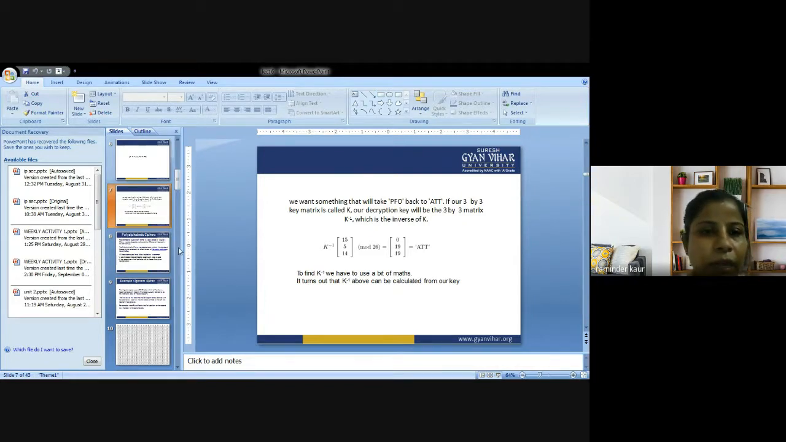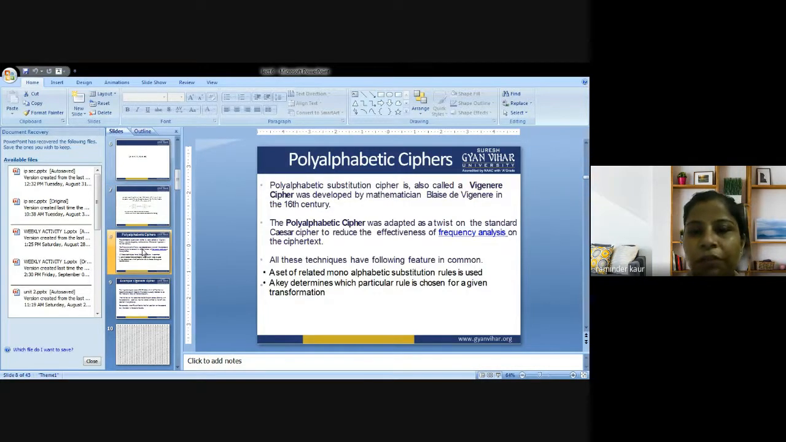So the next technique is the polyalphabetic cipher. As the name implies, poly means many, so many alphabets will be substituted, because it is a kind of substitution technique or substitution cipher. So what is basically a polyalphabetic cipher?